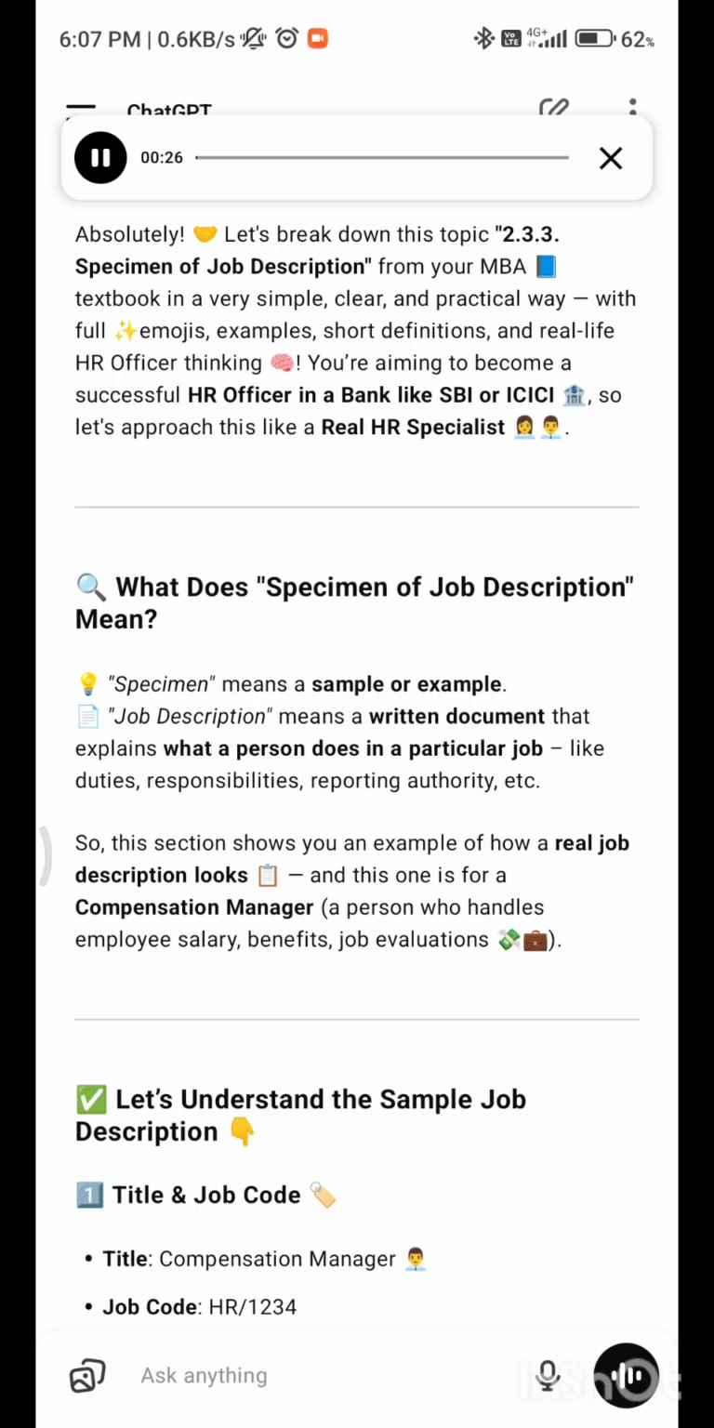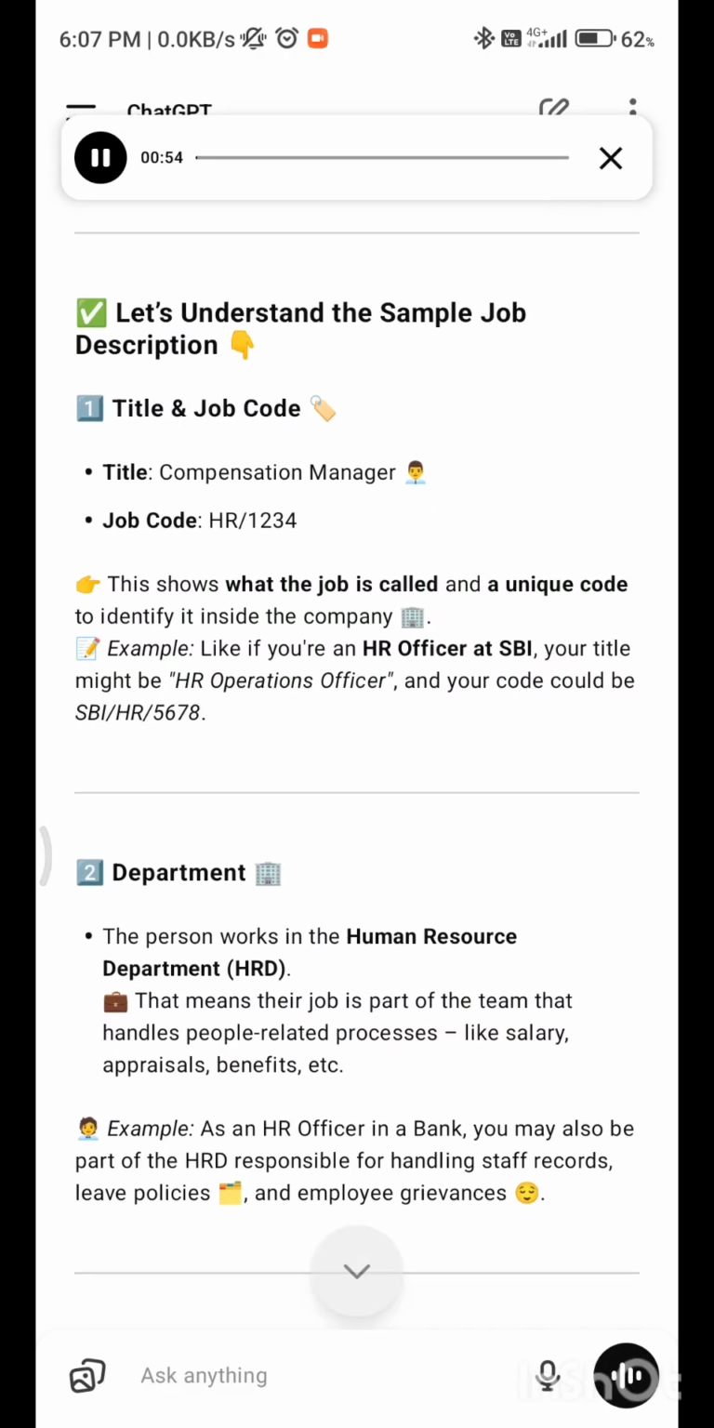What does specimen of job description mean? Specimen means a sample or example. Job description means a written document that explains what a person does in a particular job, like duties, responsibilities, reporting authority, etc. So this section shows you an example of how a real job description looks. And this one is for a compensation manager, a person who handles employee salary, benefits, job evaluations. Let's understand the sample job description.